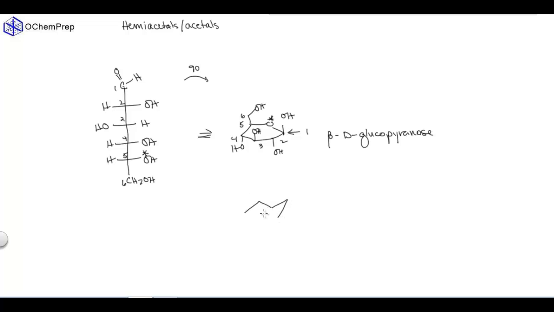So if you draw a chair for glucose, what you get is all of your OHs are in the equatorial position, and it's the most stable. So this little thing ties everything together, first semester, second semester, and then biochem. And that's why I think hemiacetals are way cool.